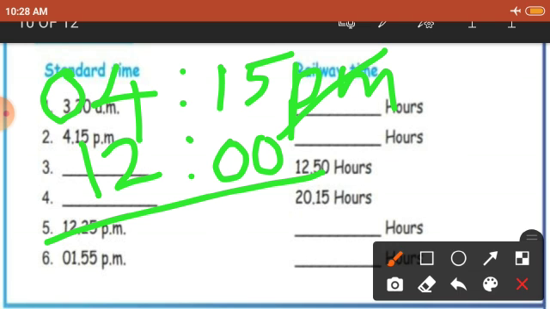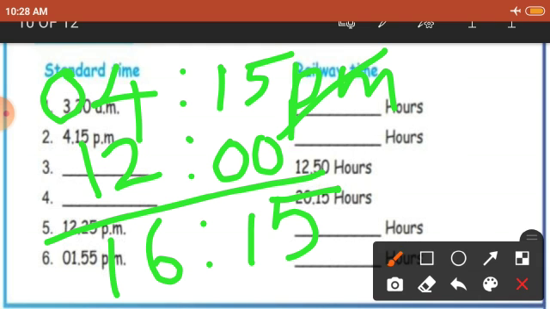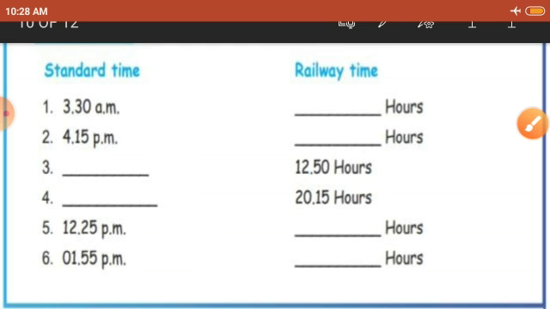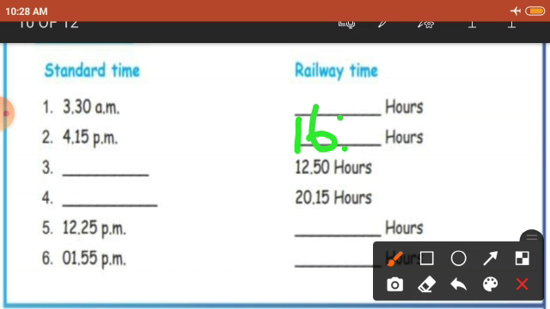Now add, what will you get? 5 plus 0, you will get 5. And 1 plus 0, you will get 1. Next, put that symbol as colon. Next, 4 plus 2, you will get 6. And 0 plus 1, you will get 1. So now what you got is 16:15 hours. So here you have to write 16:15 hours.